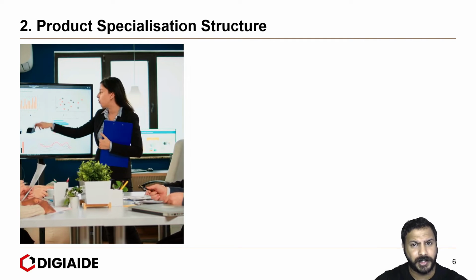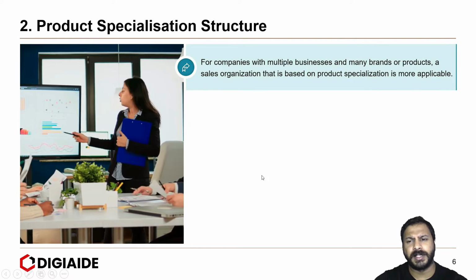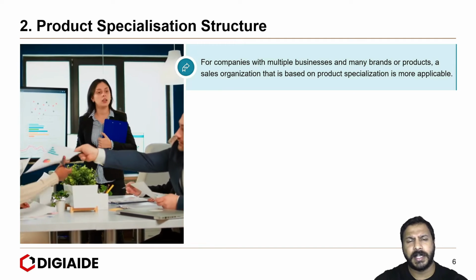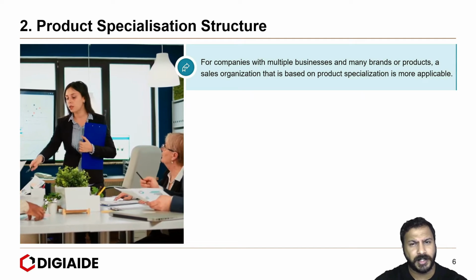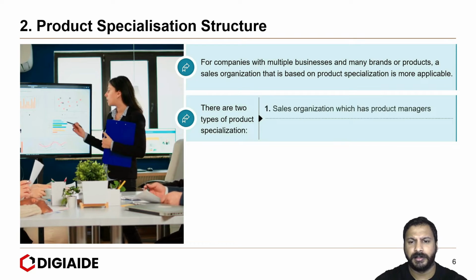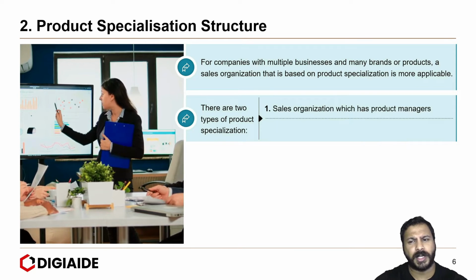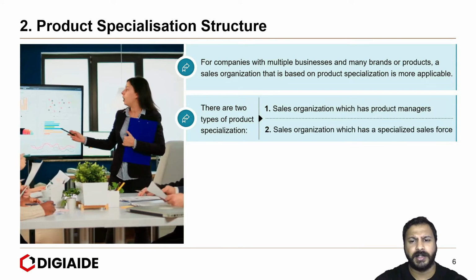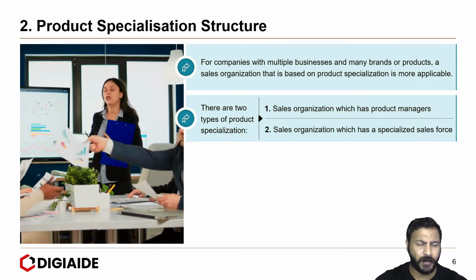Next, product specialization structure. For companies with multiple businesses and many brands of products, a sales organization that is based on product specialization is more applicable. There are two types of product specialization. First, sales organization which has product managers, and second, organization which has a specialized sales force.